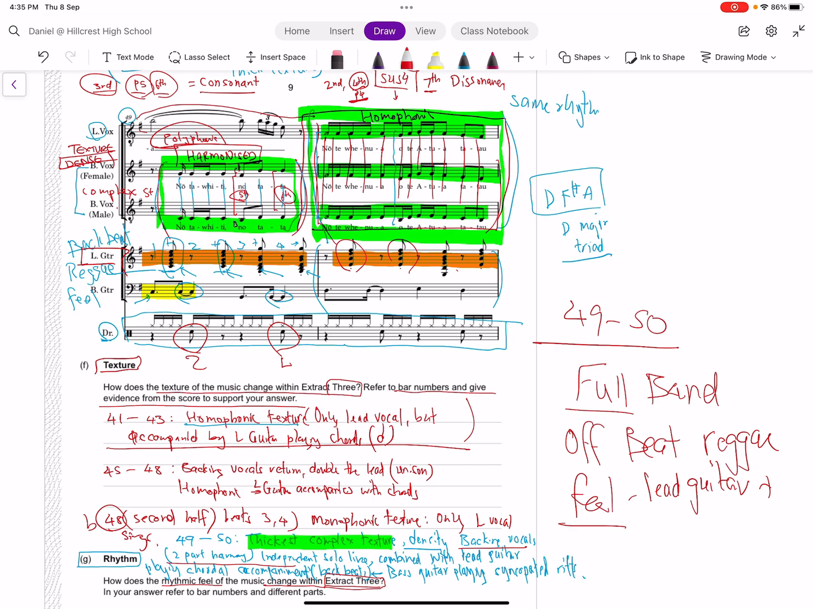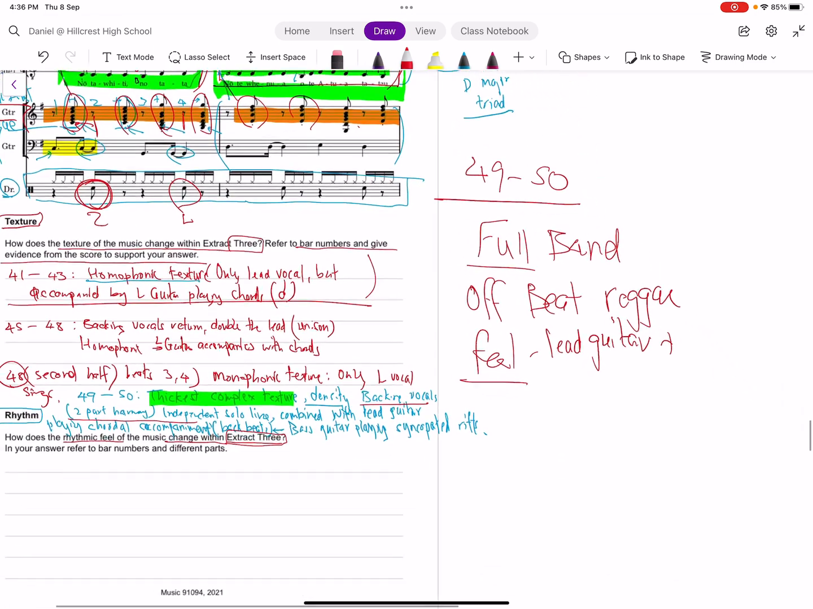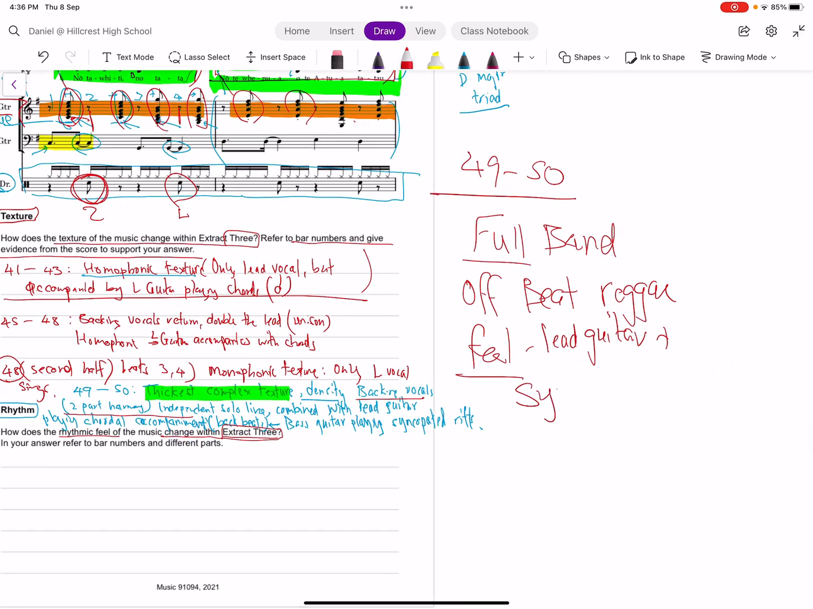But this one, it's not actually the 1 and 2 and 3 and 4, and so it sort of has a faster feel. It doesn't actually come in on the second beat and the fourth beat, it actually arrives a little bit earlier than that. So it has a syncopated feel, created.